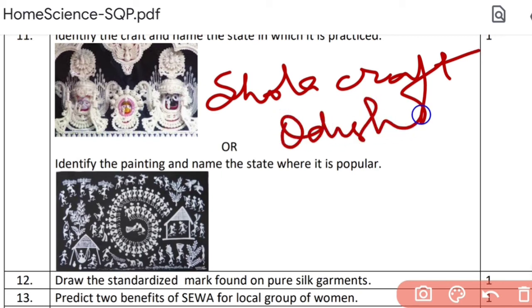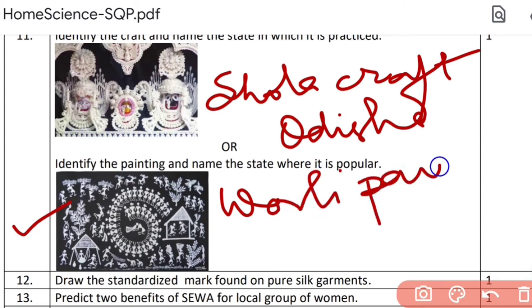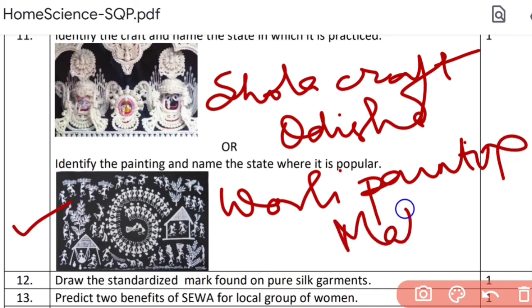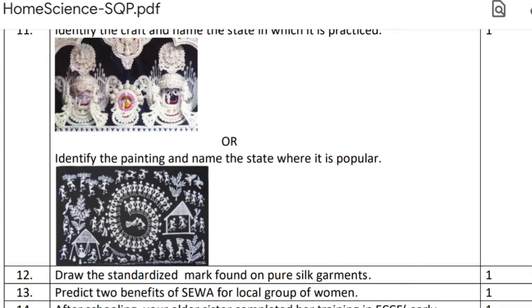Aur Shola craft kahan ki hai? It is from Odisha, and this is something very popular. Agar first na bhi aata ho to I am sure aapko ye to pata hi hoga. This is Worli paintings or Worli art, and the state is Maharashtra. Clear? So this is Shola art, and this is Worli art from Maharashtra.